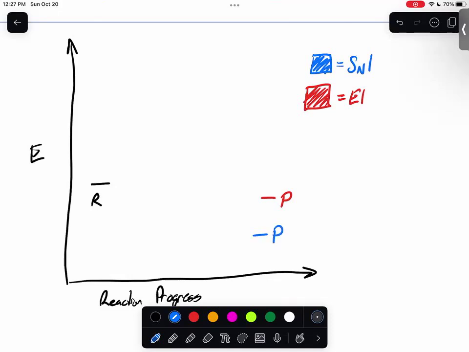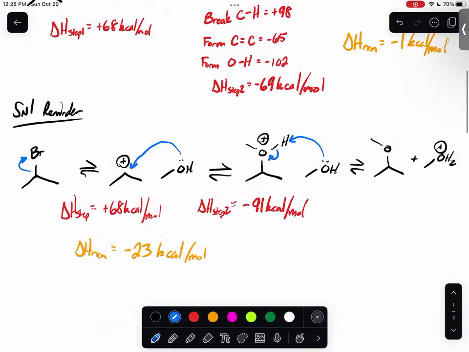But if we think about the intermediate for both reactions, we're going to ignore that last proton transfer for SN1 because it just adds more to our energy diagram. For both of them, they share the same intermediate, right? That is the leaving group leaving. So for both of our reactions, this first step, where we go up this hill, is the exact same.